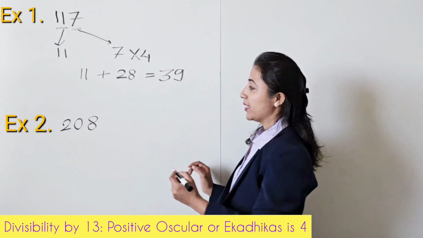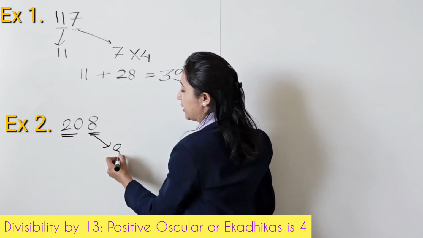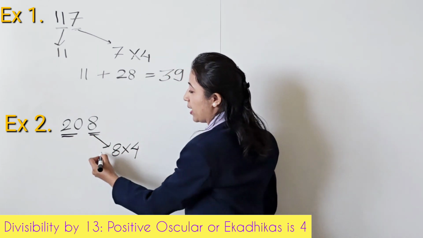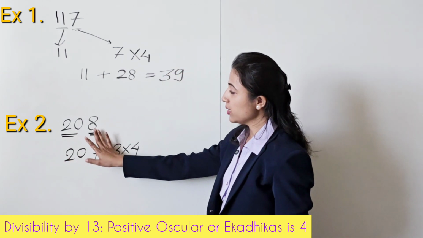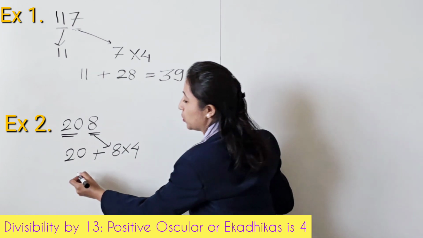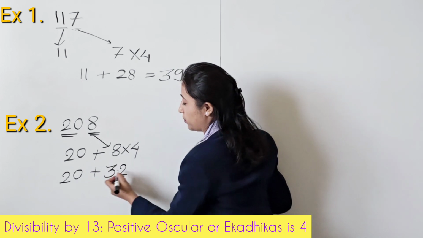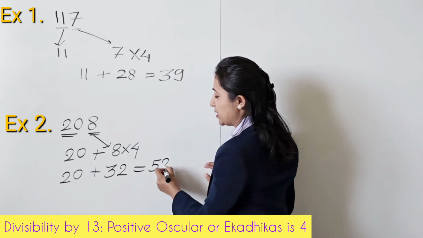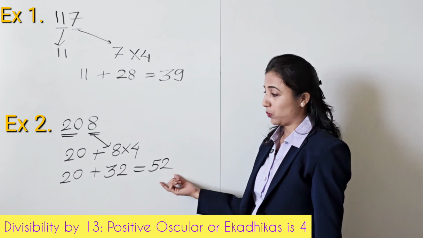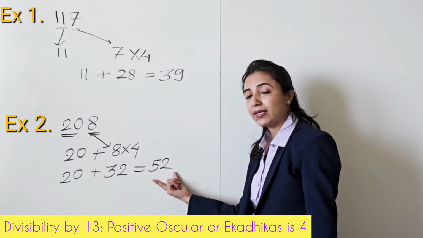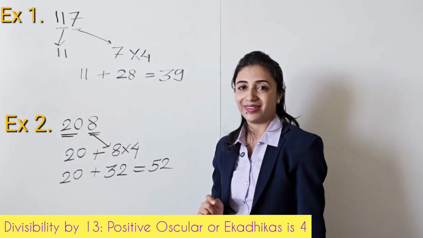Now check the steps. Here again break this number into two parts. Last number 8 multiply by the oscillating number 4 and add this product to the remaining part of the number. So 20 plus 8 into 4, and as you know 8 into 4 is 32. 32 plus 20 is 52. Is 52 divisible by 13? Yes. 13 fours are 52. That means 52 is divisible by 13. Hence our original number 208 is also divisible by 13.